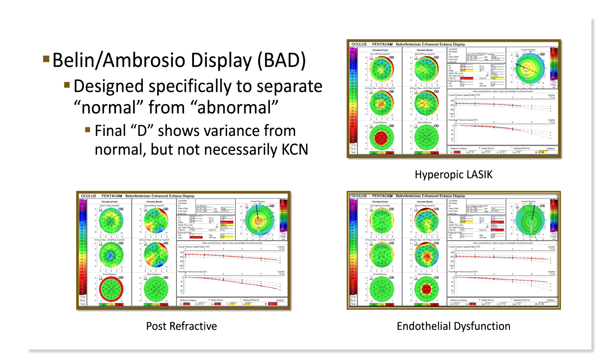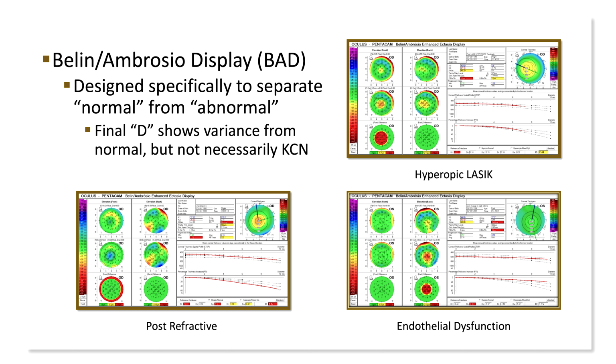You'll notice that the upper right is a pachymetric map. It shows a thin cornea because we've ablated the cornea. And if we look at the pachymetric progression graphs, they're slightly abnormal. So this is not a normal cornea. It doesn't mean it's keratoconus. The upper right can look like keratoconus.